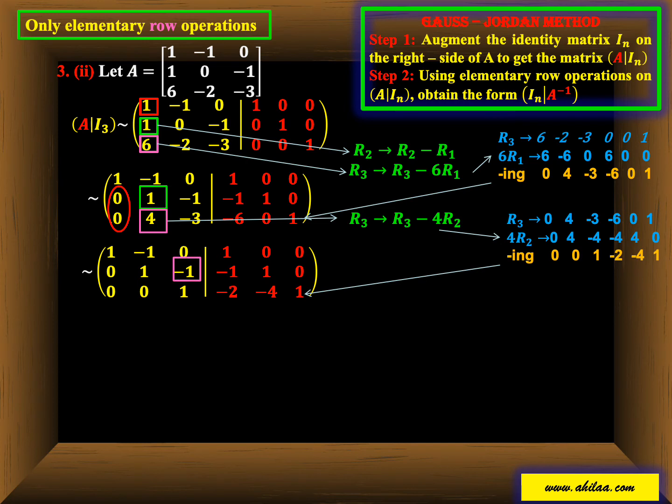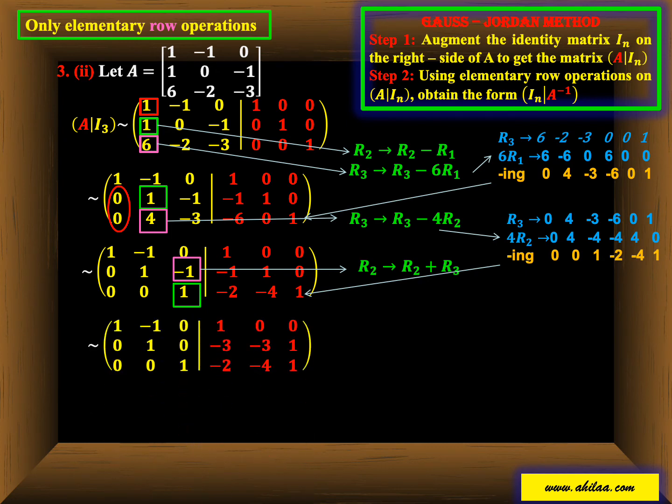Okay. Now I inspect. A33 is 1. No need to change that. So I move to A23, which is minus 1 here. We need to get it as 0. So simply by adding with the row 3, I can make this as 0. Okay. So the operation is R2 goes to R2 plus R3. Now this one is perfect. We don't want to change, isn't it? So the corresponding changes are in R2 alone, 0 1 0 minus 3 minus 3 1.